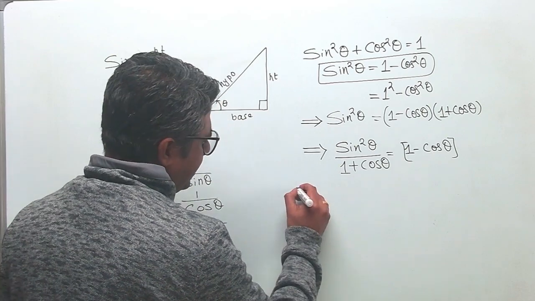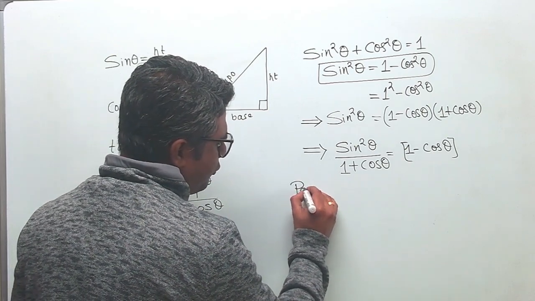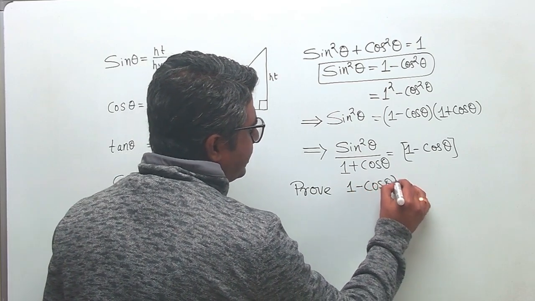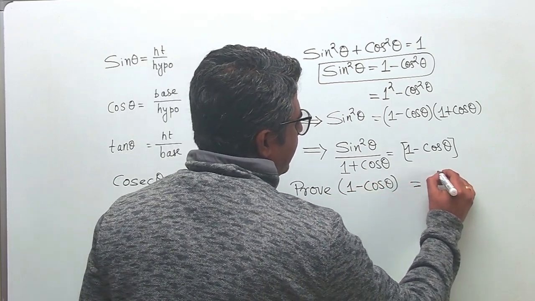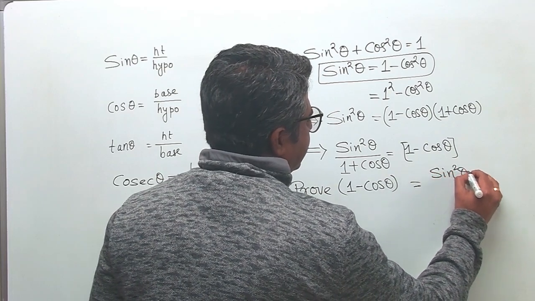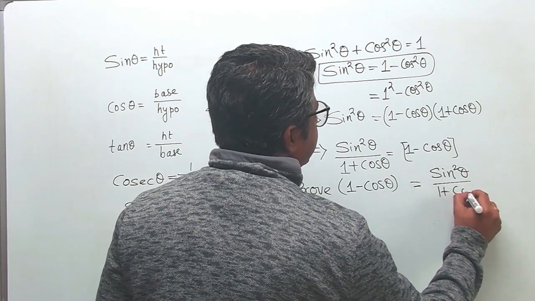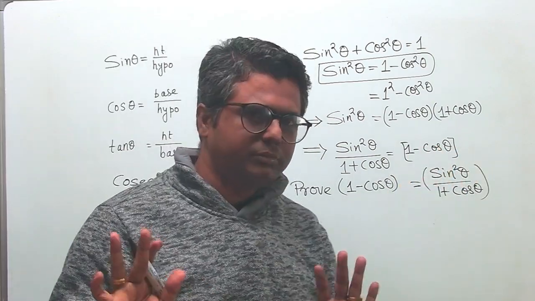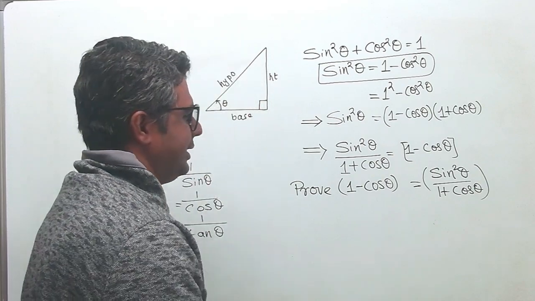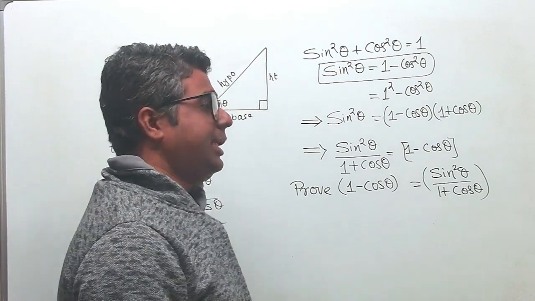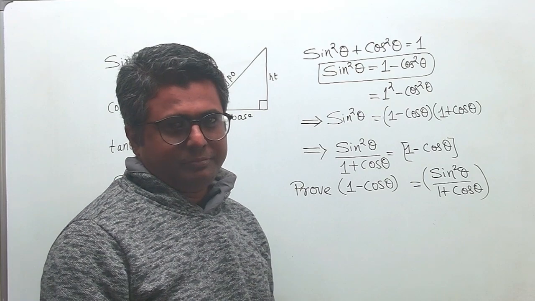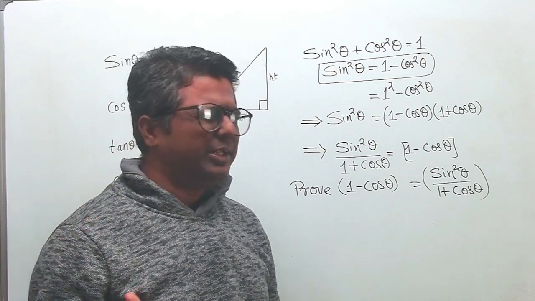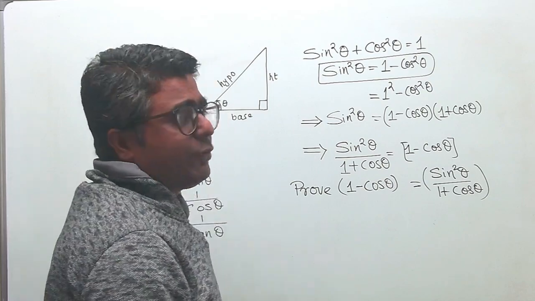But suppose I give you the proof the opposite way, that is, prove 1 minus cos theta is equal to sin square theta by 1 plus cos theta. You cannot go from RHS, you will go from LHS only. Okay, so how will you go from LHS? See, in any proof, follow a very simple trick, but not a trick, that's the way. What kind of way?